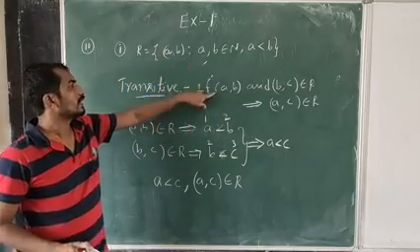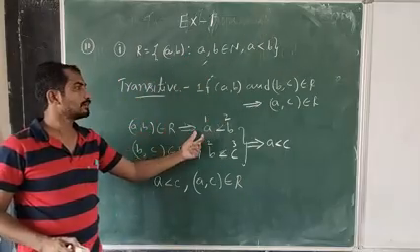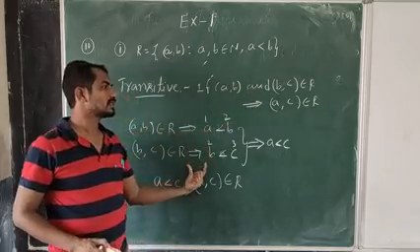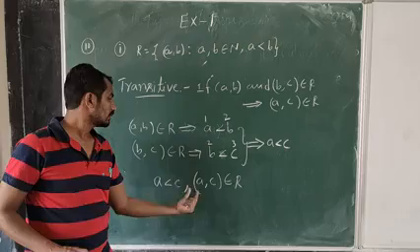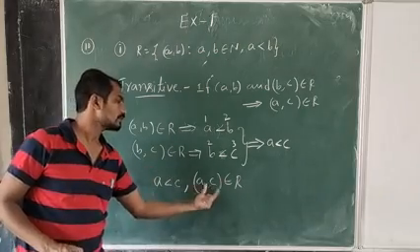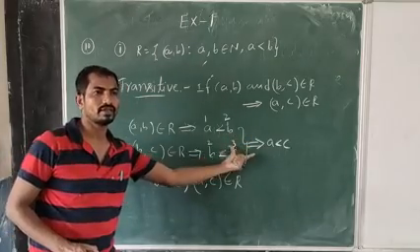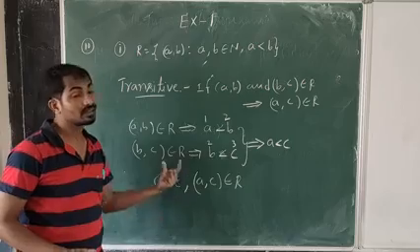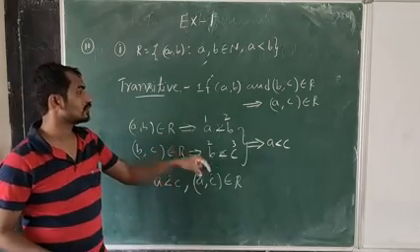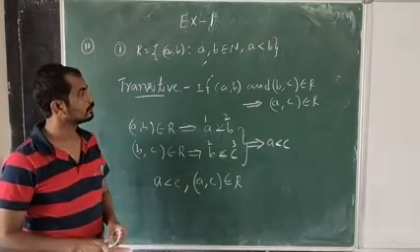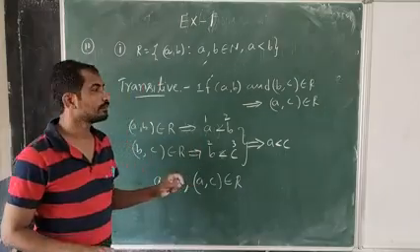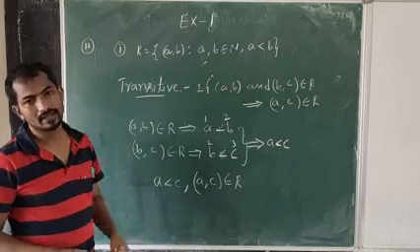Got my point? A comma B belongs to R means A less than B, and B comma C belongs to R means B less than C. Here A comma C belongs to R means we must write A less than C, and we have obtained A less than C. So the condition is satisfied, which means it is transitive. Clear? It is not reflexive and it is not symmetric, but it is transitive.